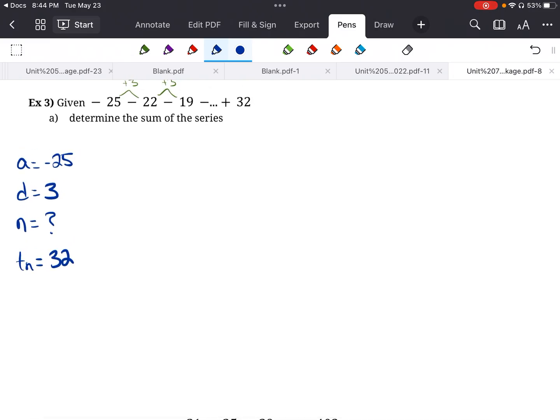Okay, so first thing we need to do is find n. We need to know n to find the sum of the series.